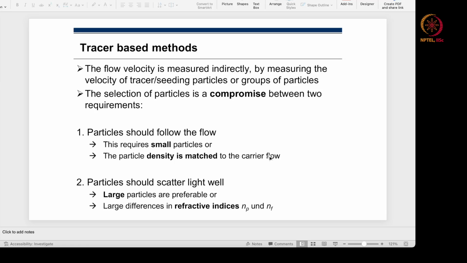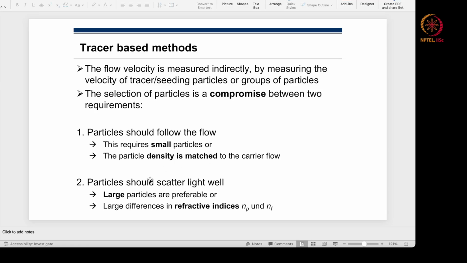You should first have two real situations. One is that the particles should follow the flow. That means this requires small particles and particles which are density matched with the carrier fluid. Small particles means they have smaller inertia. As a result, when there is a sudden acceleration in the flow field, these particles should be able to follow that flow field without much of a time delay.